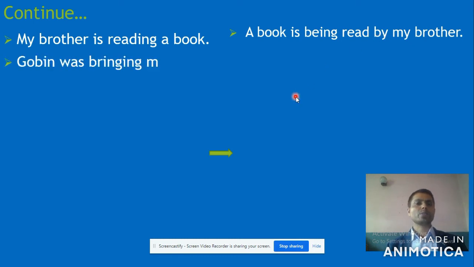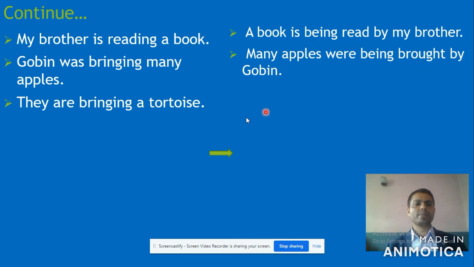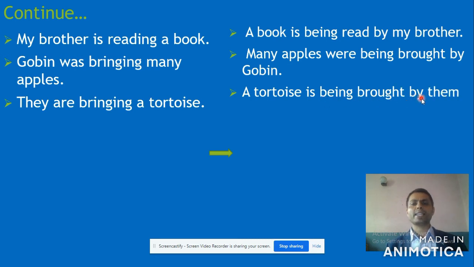Next one: Gobin was bringing many apples. Now look at the answer: many apples were being brought by Gobin. Next one: they are bringing a tortoise. Now the answer: a tortoise is being brought by them.